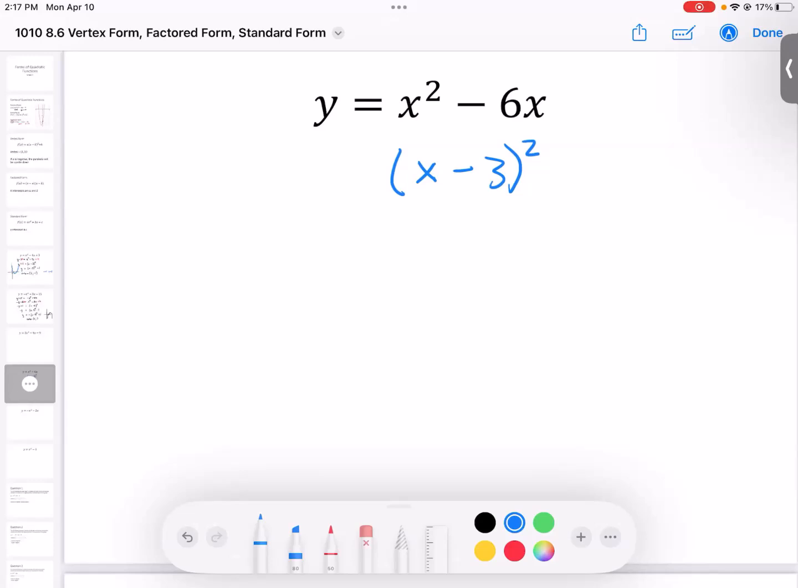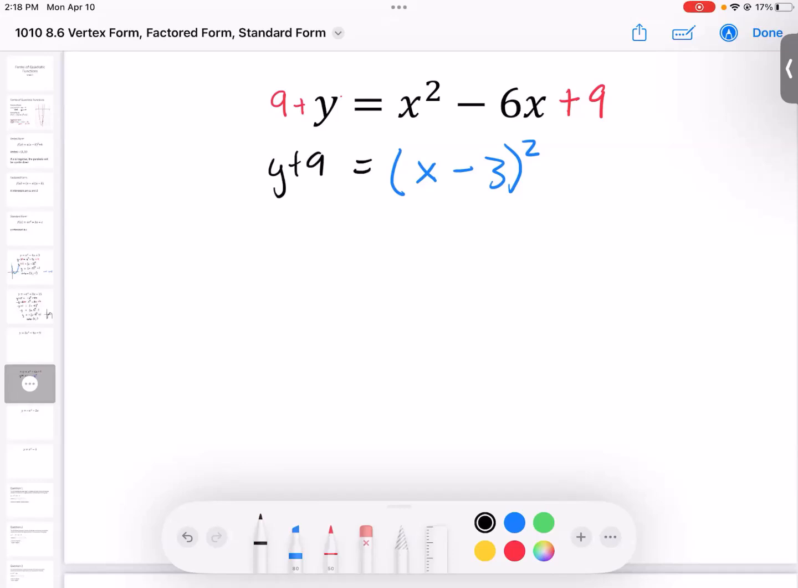If I were to FOIL this perfect square out, I would get negative 3x twice, and that would add together to be negative 6x. But this won't factor to this unless I add a constant. If you FOILed it, it would be a positive 9. So in order to factor this to x minus 3 squared, we need to add 9 to both sides. So I add 9 to both sides, and that gives me y plus 9 equals this stuff.